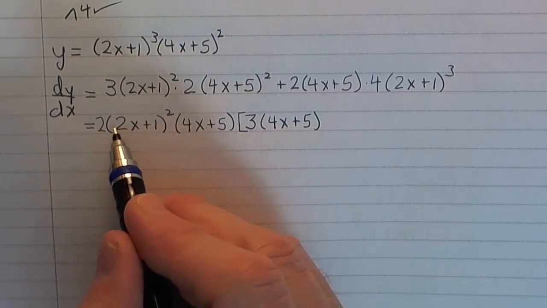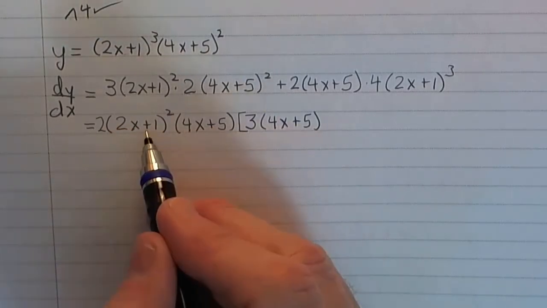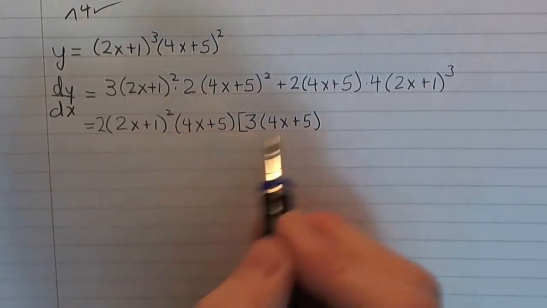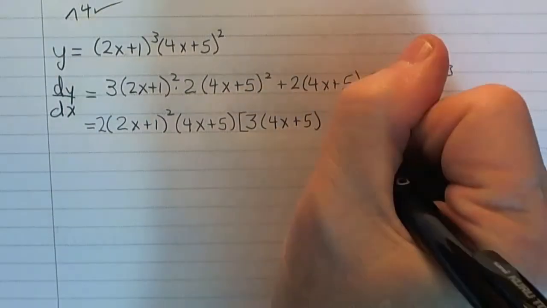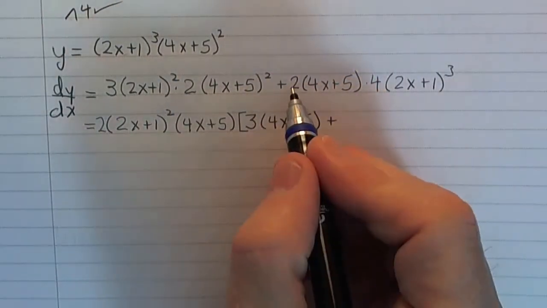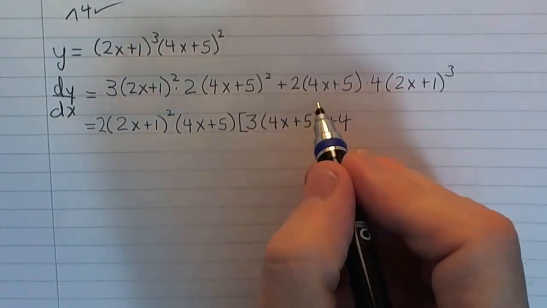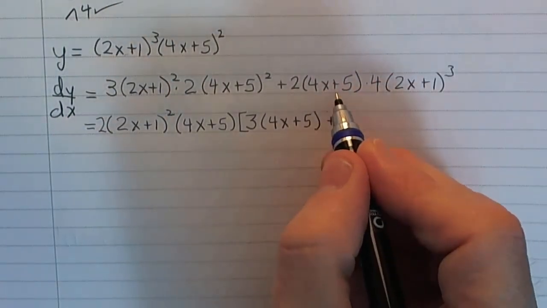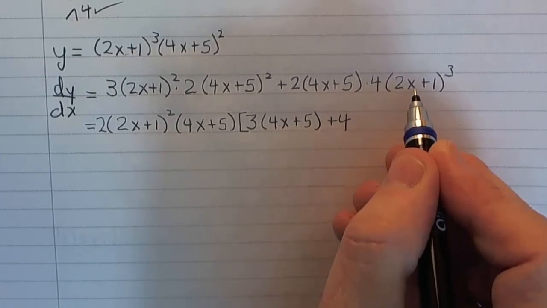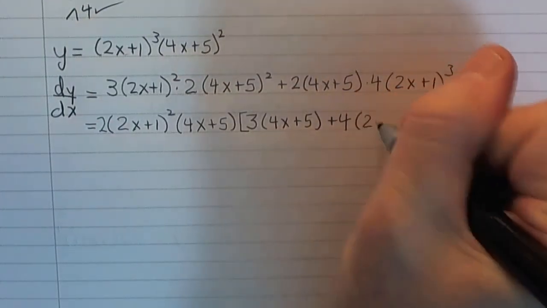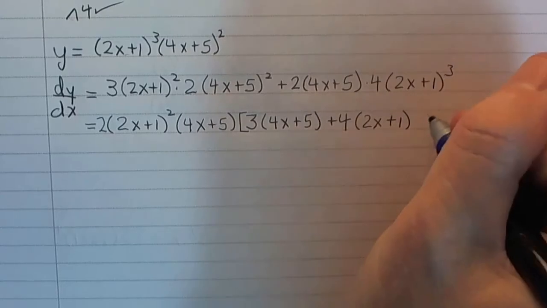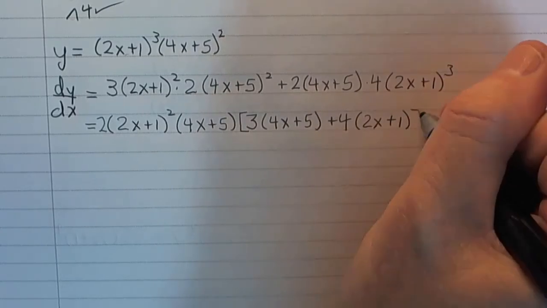Okay, I think that's everything, right? Let me just double check. If I multiply this back through, I get a 2x plus 1 squared, 4x plus 5. Yeah, got it. Now let's look over here. I factored out this 2, but I still got this 4. I factored out the 4x plus 5, but I still got a 2x plus 1. Yeah, there we go.